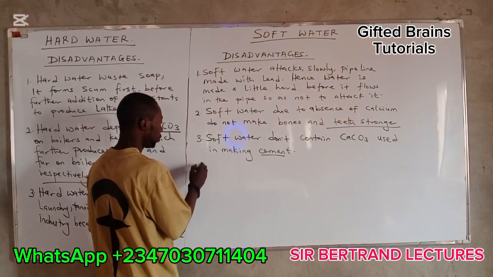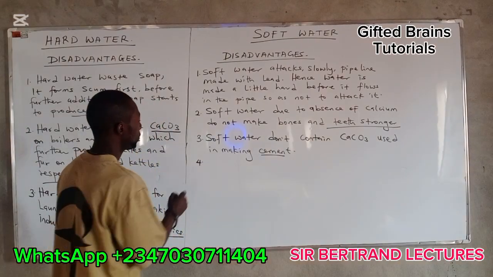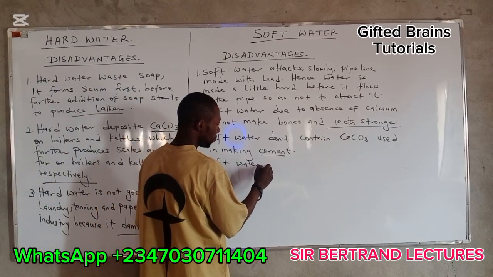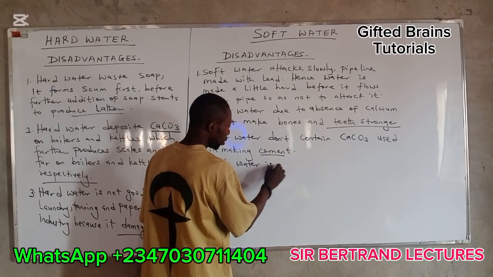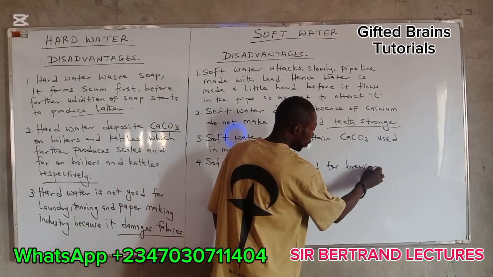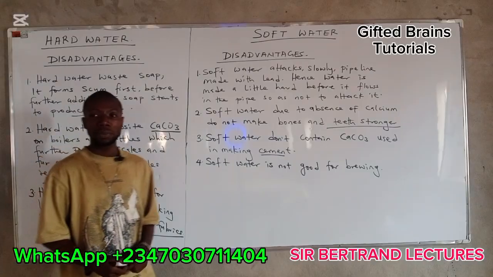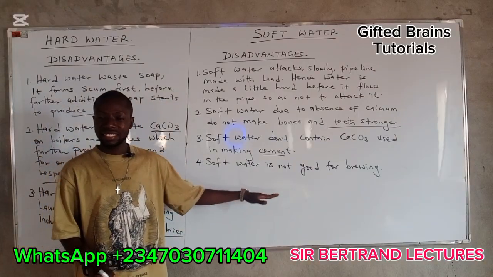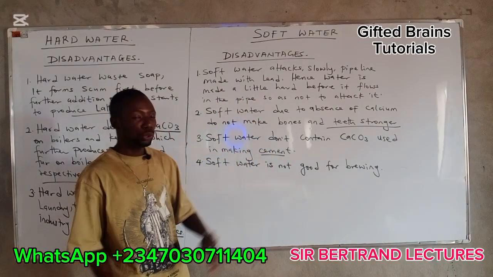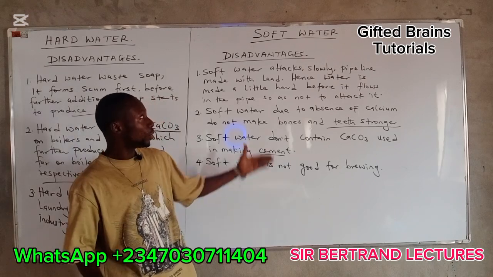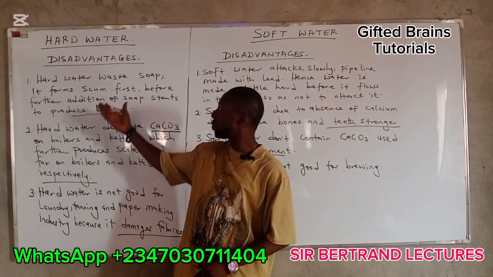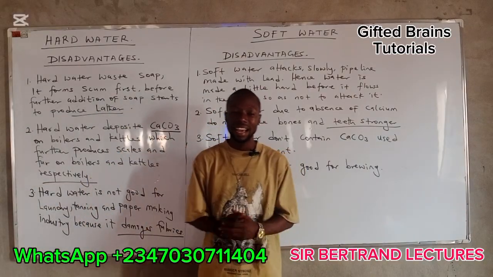Number four. Soft water is not good for brewing because it doesn't have the catalytic state as we have here in the hard water, which we've discussed before. The soft water is not used for brewing. So here are all about the disadvantages of soft water and disadvantages of hard water and their advantages.